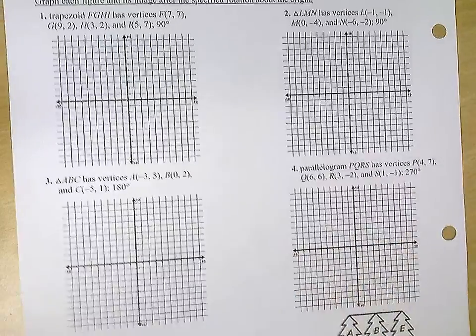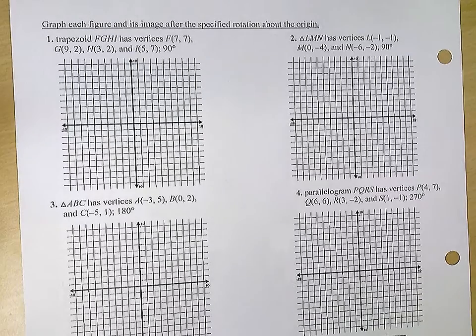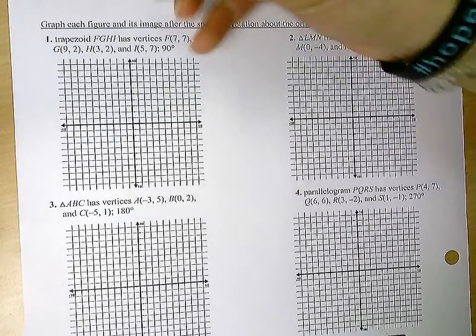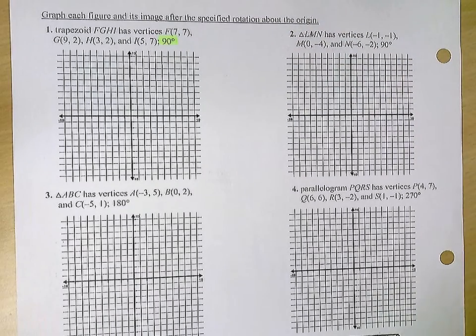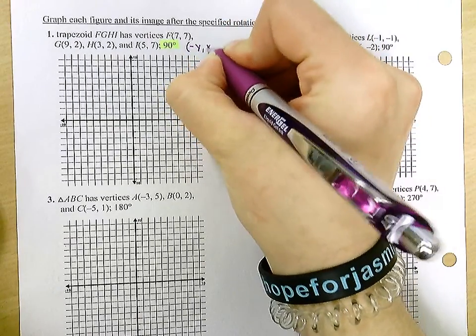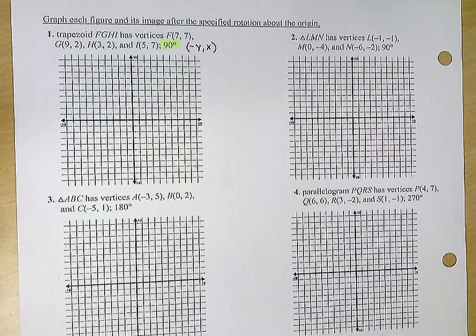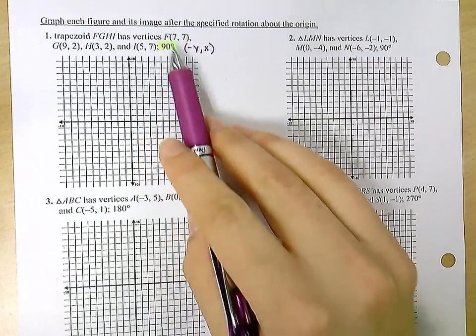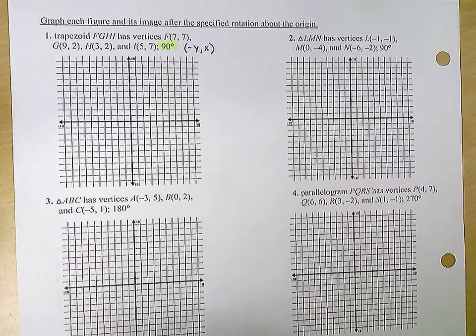All right, so again, we have a pre-image and we want to graph its image after a rotation about the origin. So for number 1, we do have a trapezoid and we want a 90-degree rotation about the origin. So our rule for 90 degrees is opposite of y, x. Okay, so that's our rule. That's how we have to change each of our coordinates.